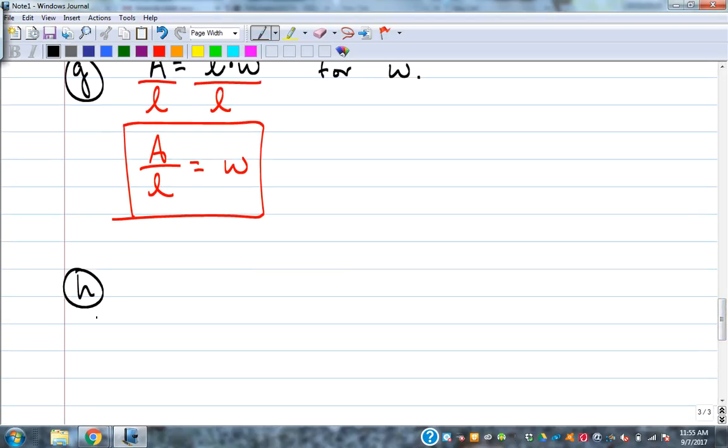Handy. All right, let's look at this one. Somebody said something about perimeter. Let's use that formula. That's a good one. Perimeter equals 2L plus 2W. Let's solve that one for L.